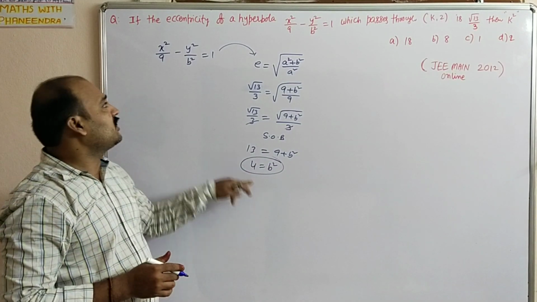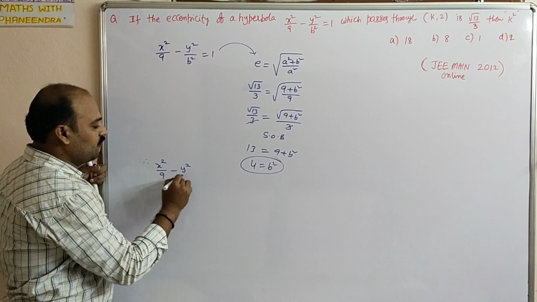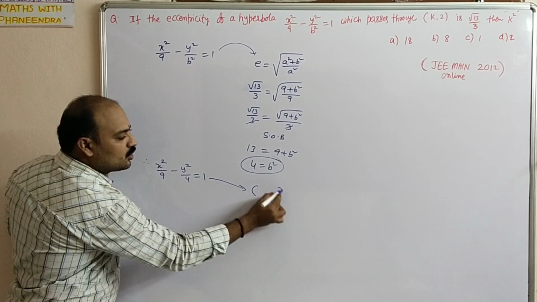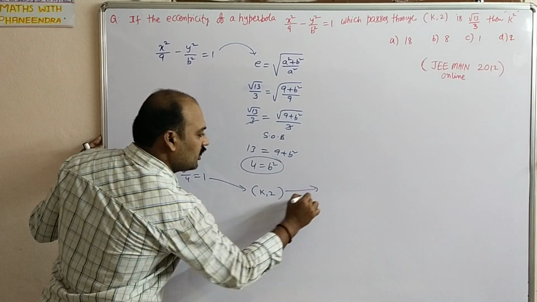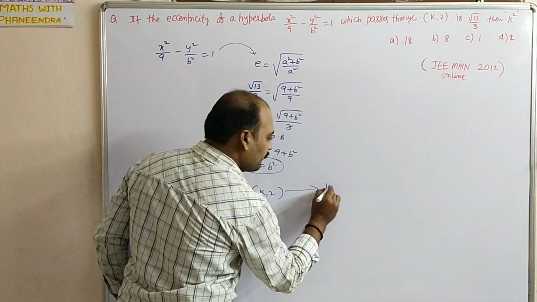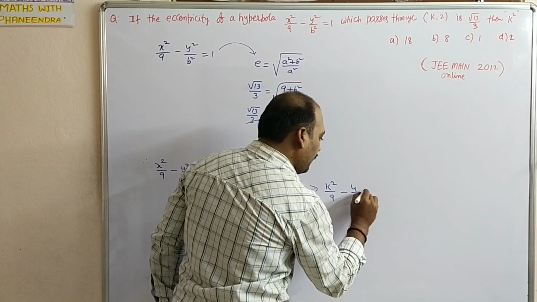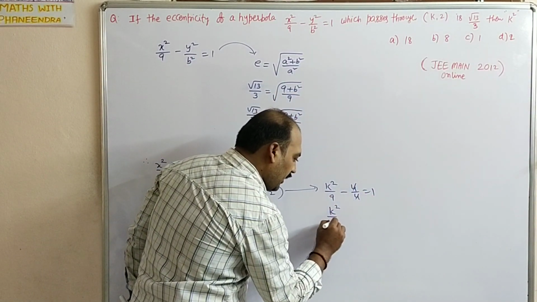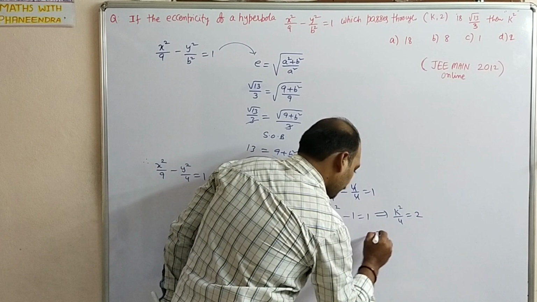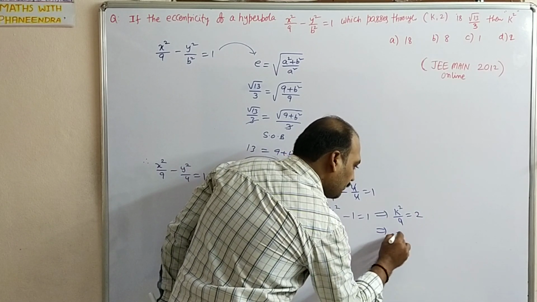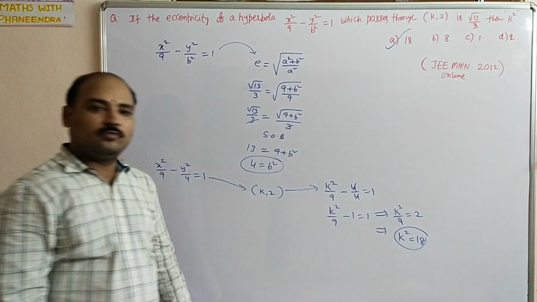So after getting the value of b², substitute in this equation. This equation becomes x²/9 minus y²/4 equal to 1. This equation is passing through the given point (k, 2). So in place of x and y, substitute k, 2. It becomes k²/9 minus 2²/4, that means 4 by 4, equal to 1. Here k²/9 minus 1 equal to 1. Minus 1 we can take this side. So k²/9 equals 2. That implies k² equal to 18, which is there in the first option. We'll move to the next question.